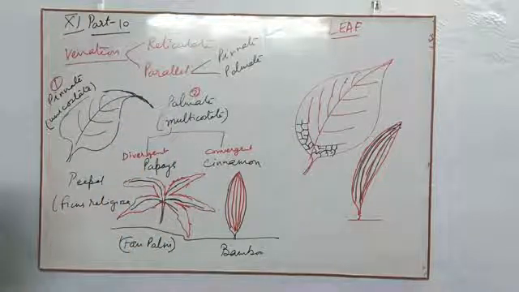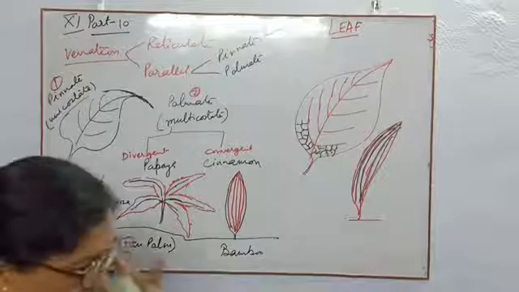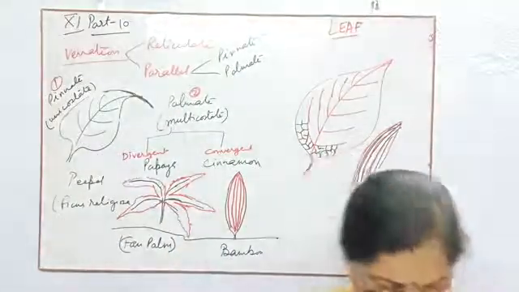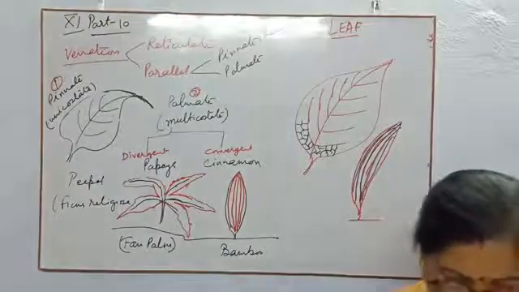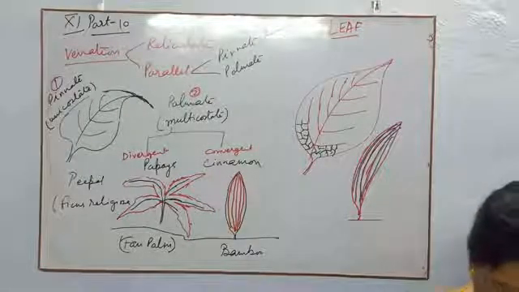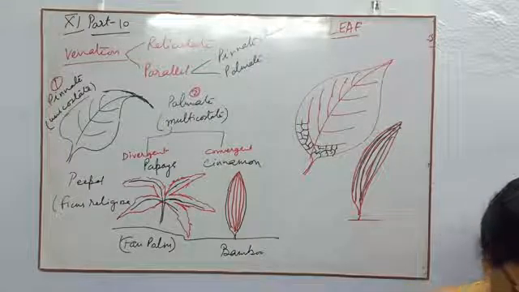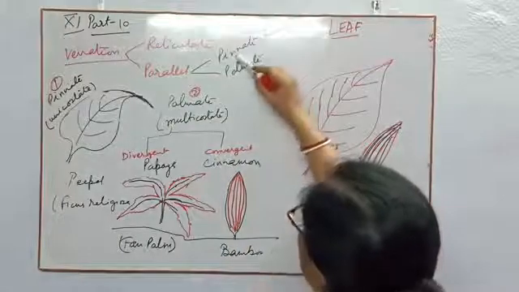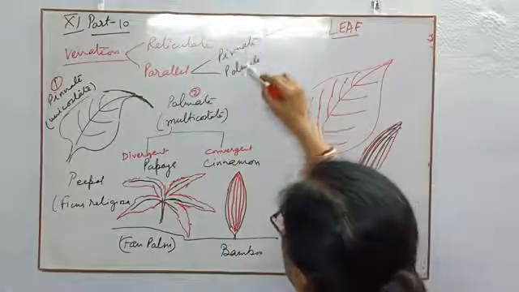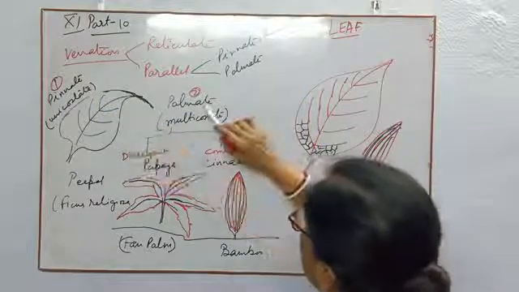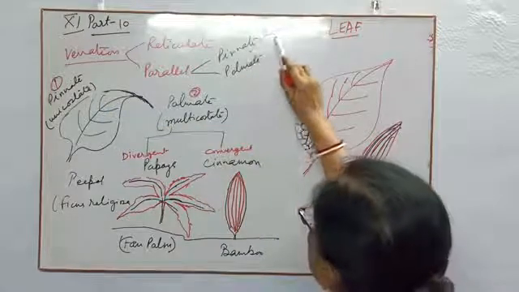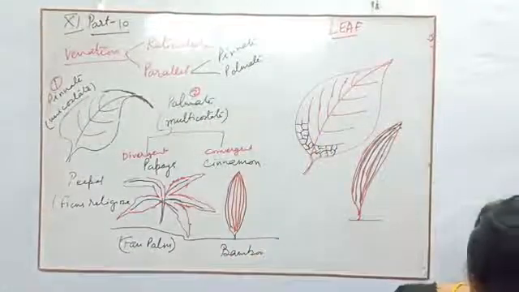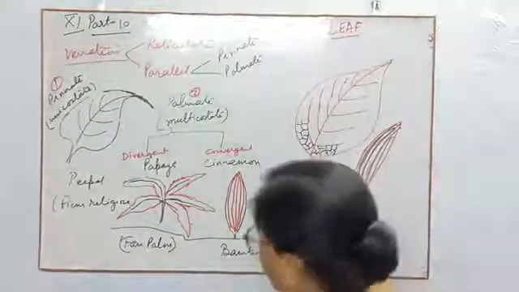parallel venation. Parallel venation also has the same types of names, that is unicostate and multicostate. Unicostate parallel venation also has pinnate and palmate. Pinnate has unicostate, just like the peepal here. The example is banana. Children, everyone has seen banana leaves.